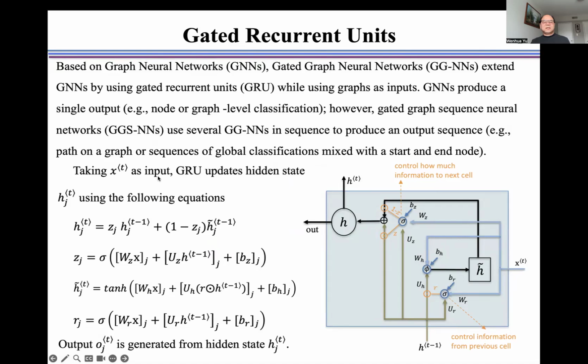Taking X as an input, the gated recurrent unit updates hidden state H using the following equations as shown here and in this graph. Output O is generated from hidden state H.